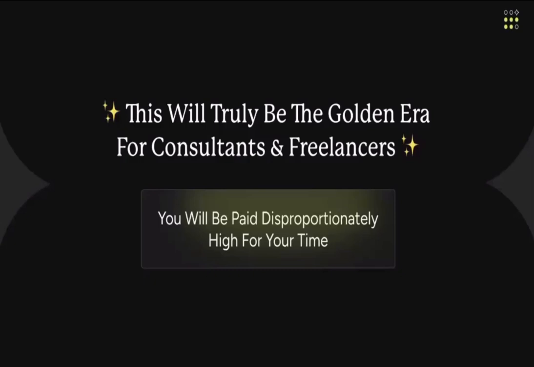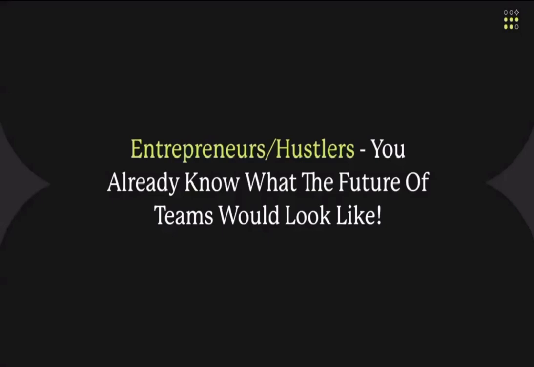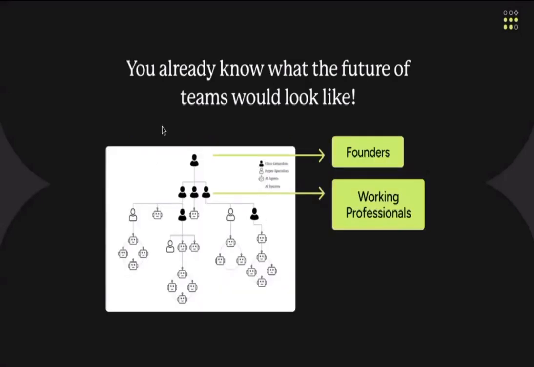Now, moving on, right? All the entrepreneurs out there, I know that 50% of the people are entrepreneurs or hustlers. I already showed you how the future of teams is going to look. You have a founder who obviously is a generalist. Founder has to do everything out there in the world. They cannot nitpick or choose. And a bunch of working professionals under them, majority of them are going to be generalists. And there are going to be a lot of AI agents in the team.